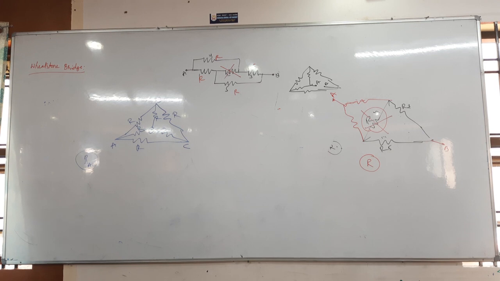R by 2, na? How did you say that? You just redraw the circuit in terms of a Wheatstone bridge, how it can be formed in the Wheatstone bridge. R. Any other answer?